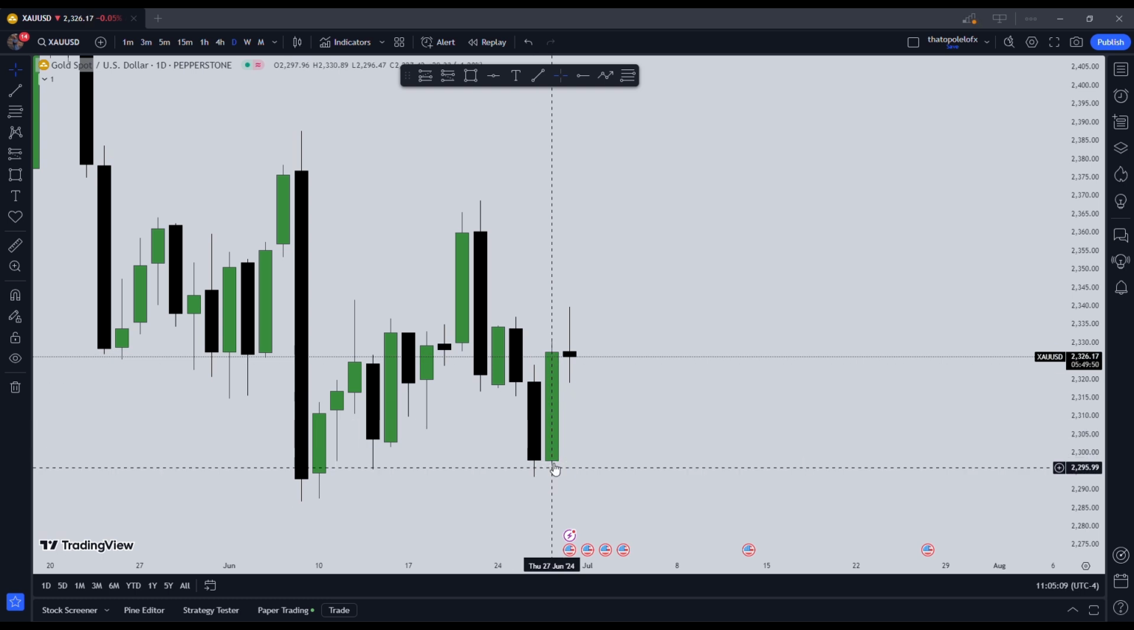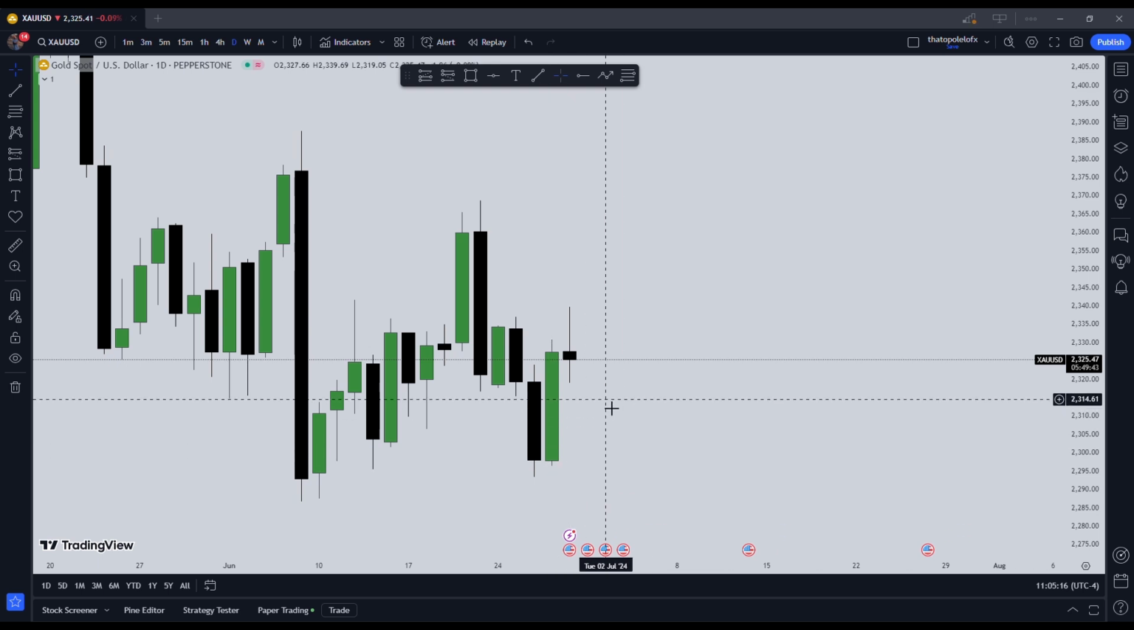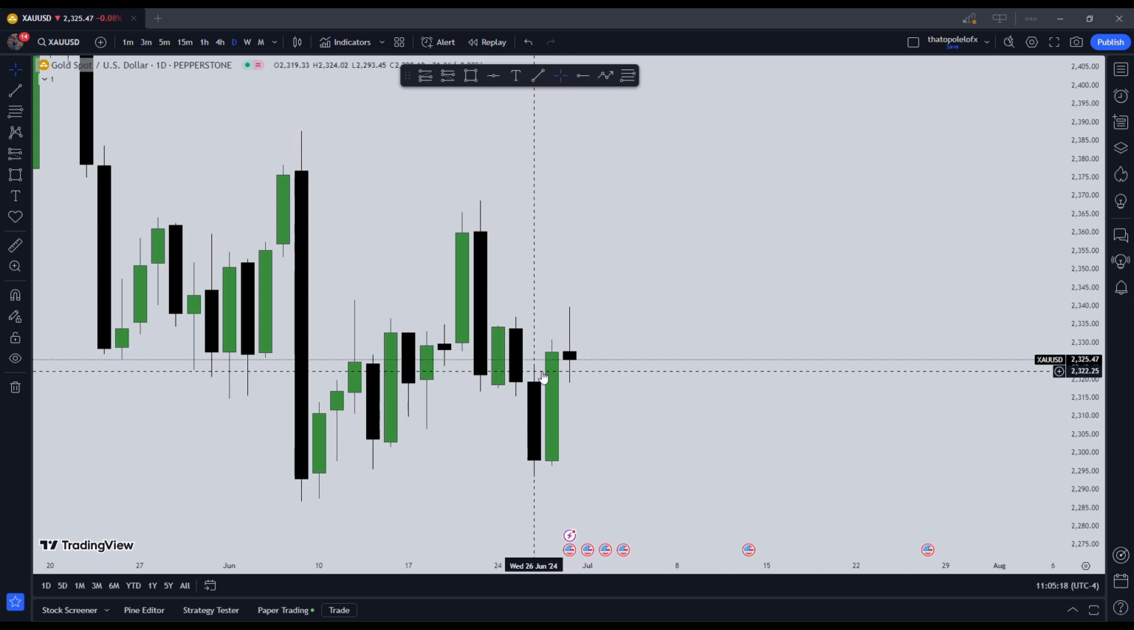And then the low is below here, the high is here. So there's not going to be much manipulation, just like the previous day. A lot of manipulation, I think, wasn't that much.